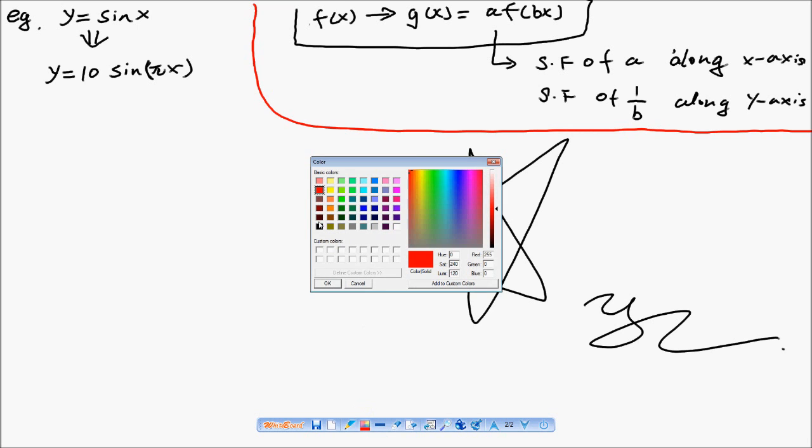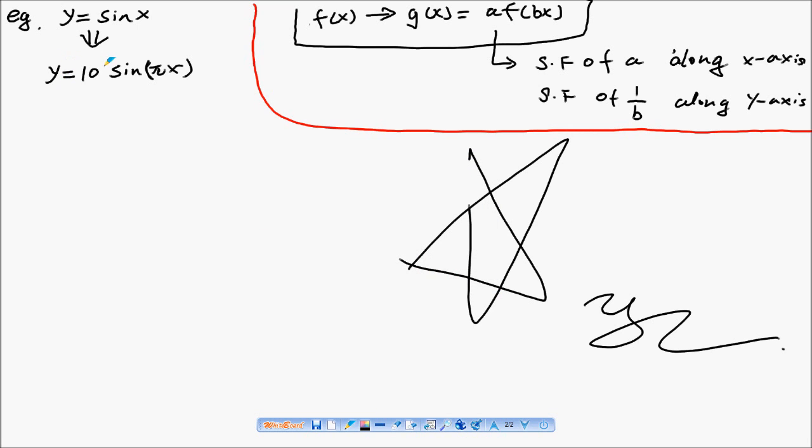Let's do an example here. I have y equals 10 sine pi x. Pi is just a number, 3.1415. To describe it, I notice there are two numbers there, 10 and pi. So there are going to be two dilations. I write down the first one. The sequence really doesn't matter. Dilation by a scale factor of 10 along y-axis.